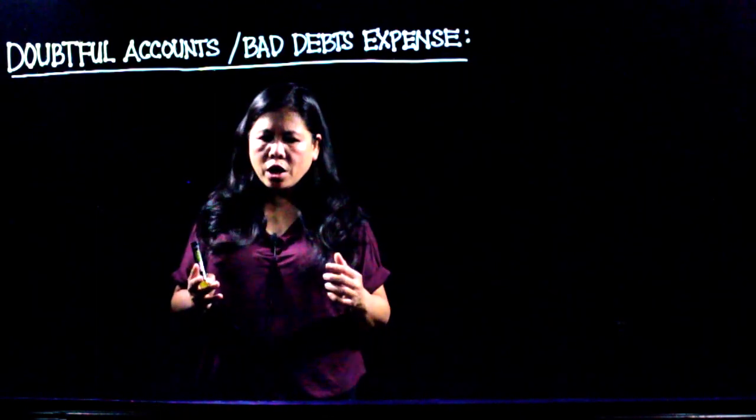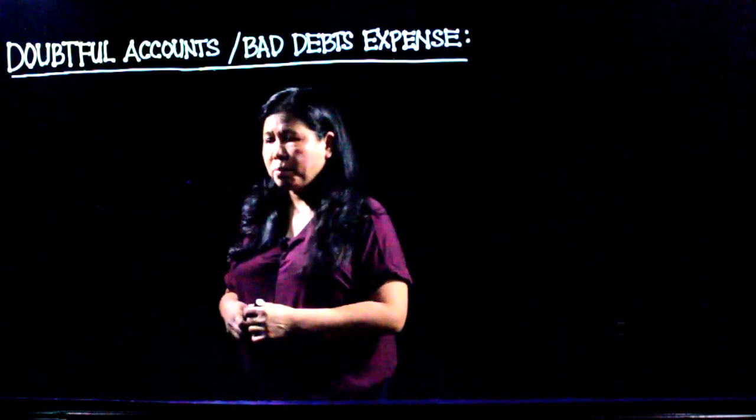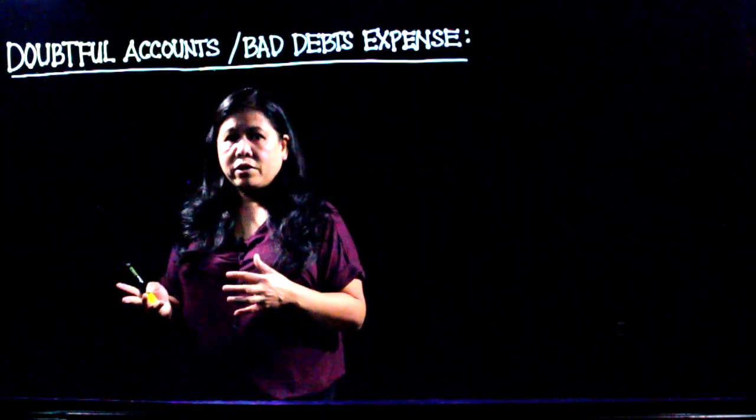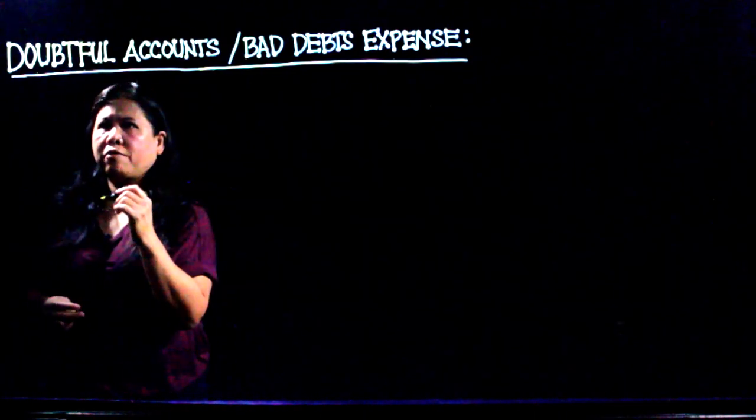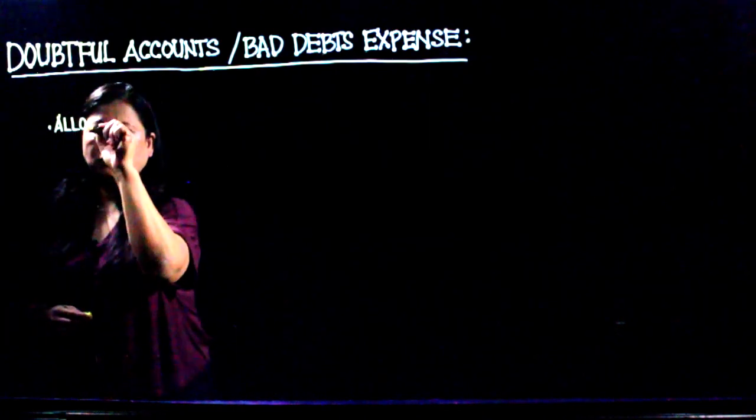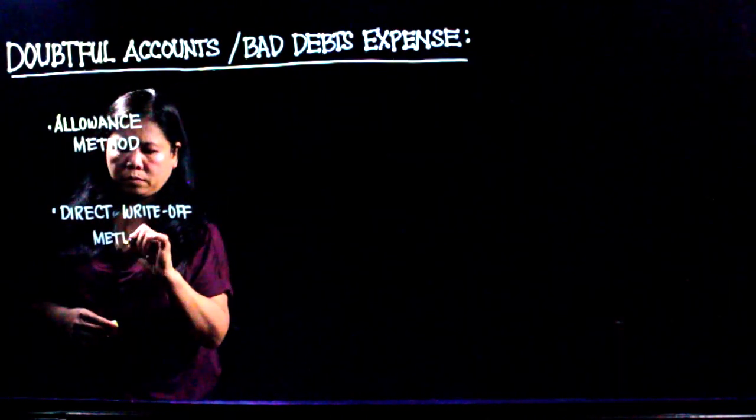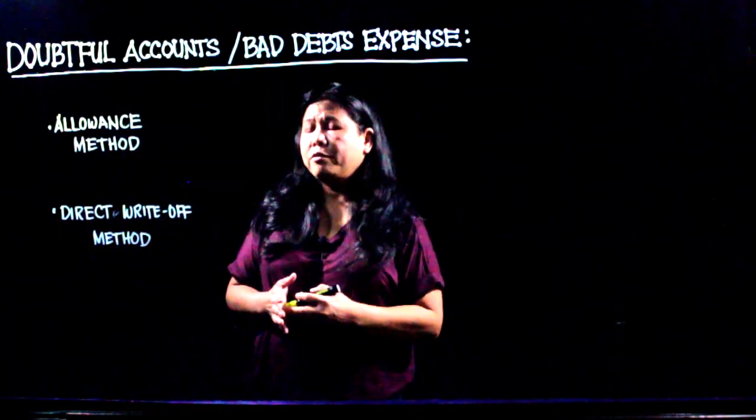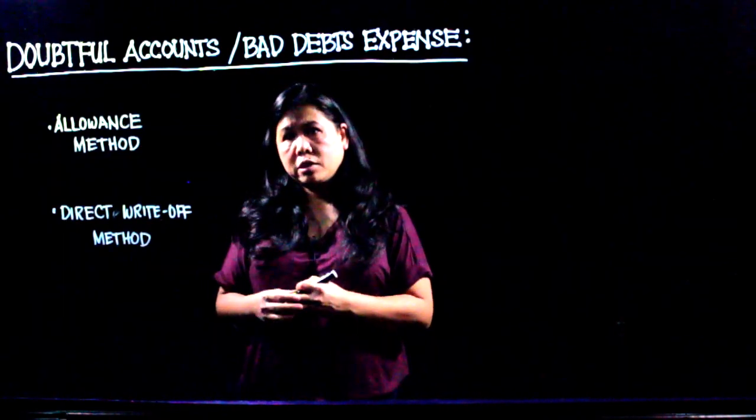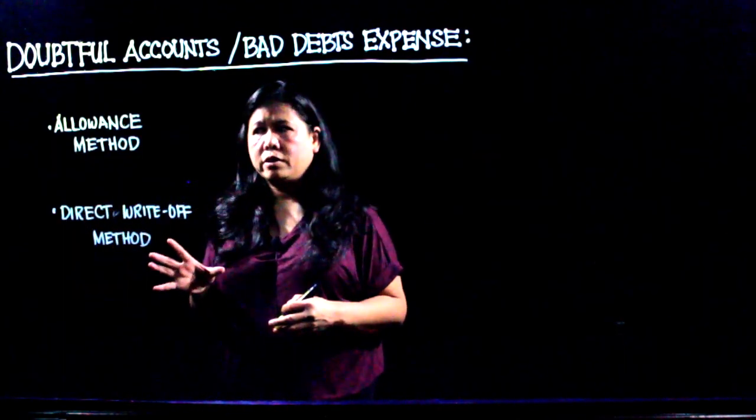There are two methods in accounting for doubtful accounts. These methods are the allowance method and the direct write-off method. So for the accounting of doubtful accounts or bad debts expense, we have the allowance method and the direct write-off method.